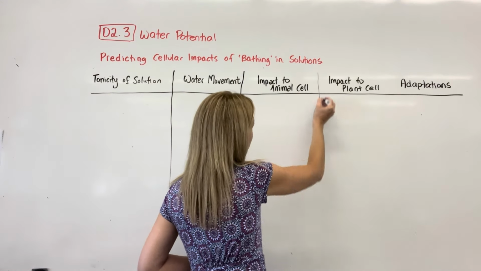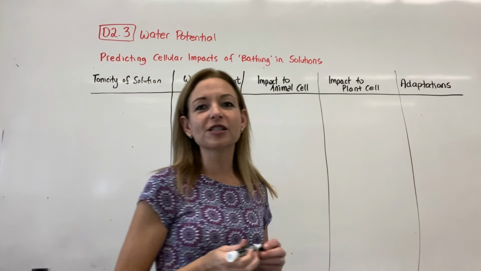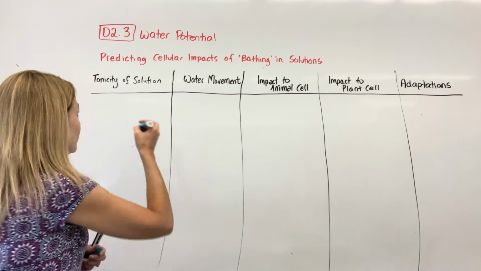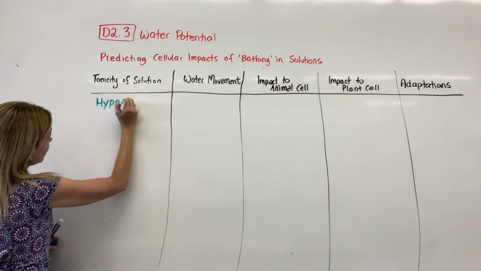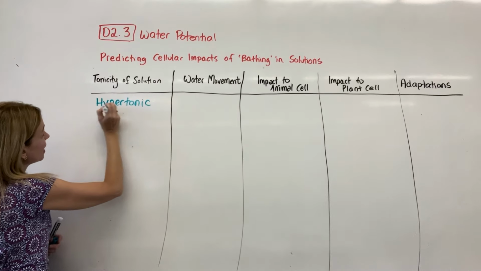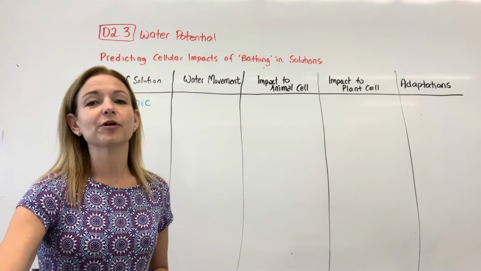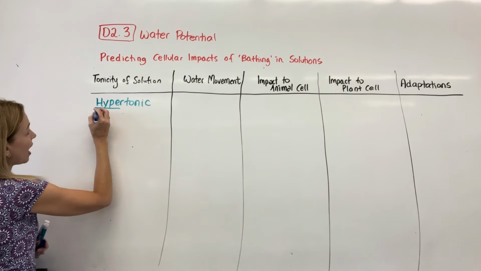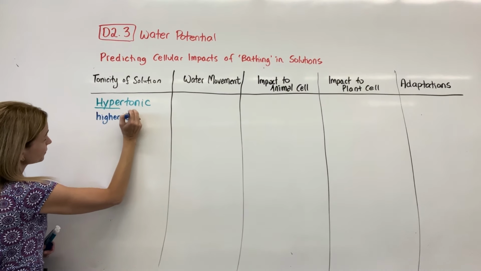Like so. Okay, so we'll start with hypertonic solution. So it's going to start with what happens if it's in a hypertonic solution. Remember, hyper means high. So when we talk about hypertonic solutions, we are talking about a solution that has a high or a higher solute concentration.